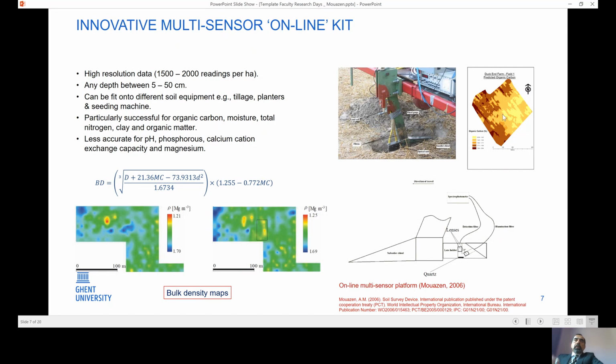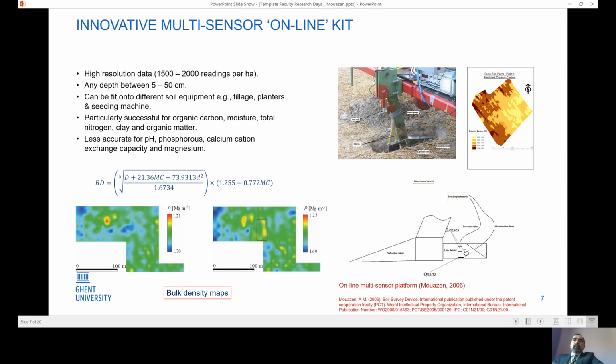And at the end, what we can get is a soil map for key soil properties, mainly organic carbon, clay content, moisture content, with high accuracy, and also we can measure secondary soil properties like pH, phosphorus, magnesium, calcium, cation exchange capacity with a lower degree of accuracy because they don't have a direct spectral response in NIR spectroscopy.